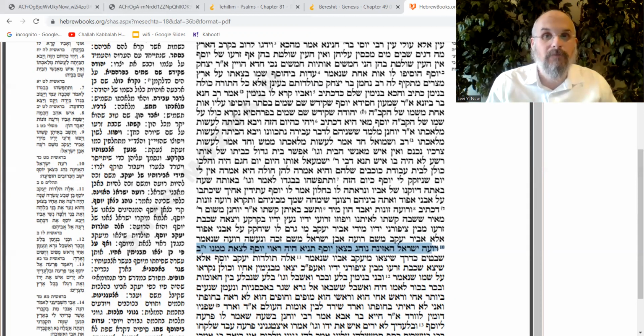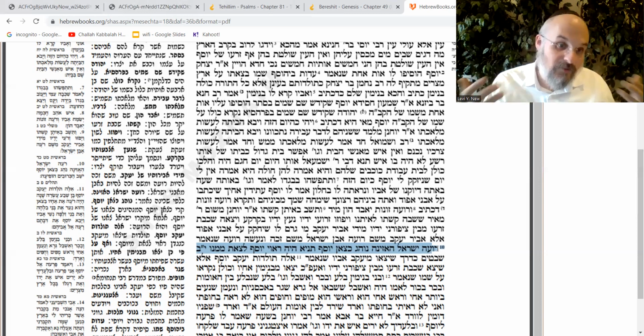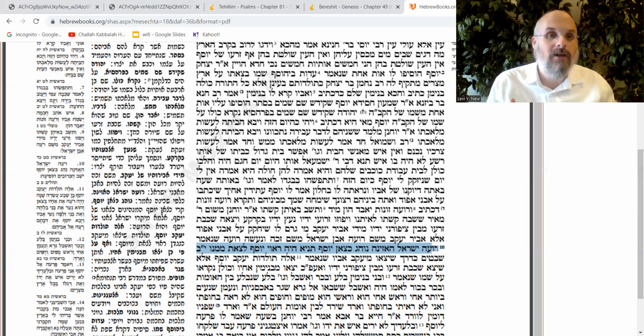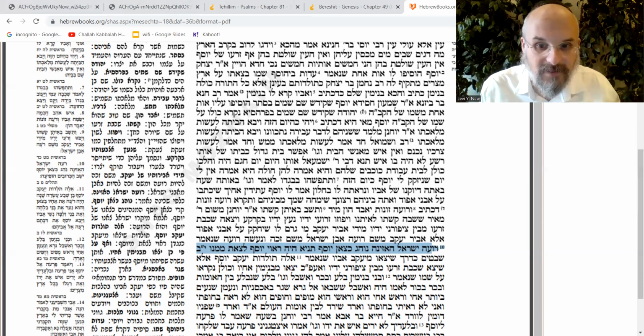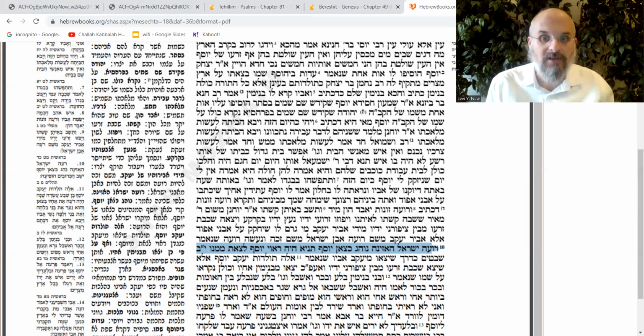The verse reads in Tehillim: "Ro'eh Yisrael ha'azinah, noheig katzon Yosef." The Shepherd of Israel, give ear. Yosef leads them like a shepherd leads his sheep. So Yosef never actually became a shepherd of the Jewish people.